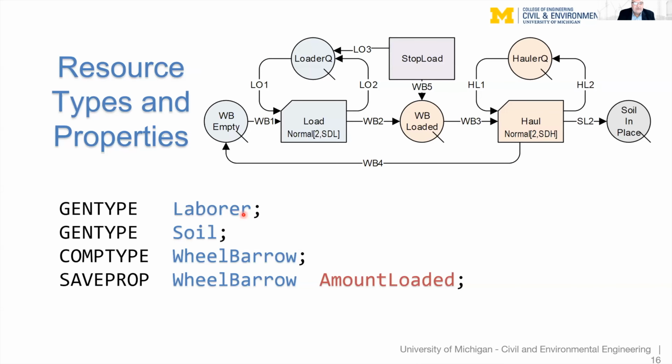In order to make the simulation and complete it, we also have to have statements. These are examples of STROBOSCOPE statements over here that define the resources for this model. So we have generic types such as labor and soil, and we have what is known as a compound type. In this case, a wheelbarrow is a compound type that has saveprops, which are properties which can change during simulation runtime. And each wheelbarrow has its own saveprop called amount loaded that holds the amount of soil that is in that particular wheelbarrow.